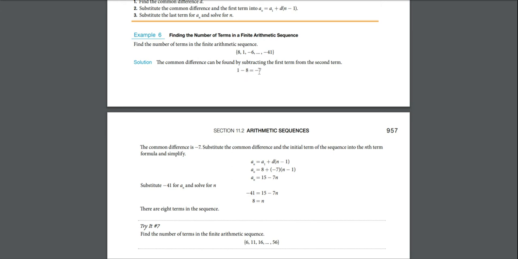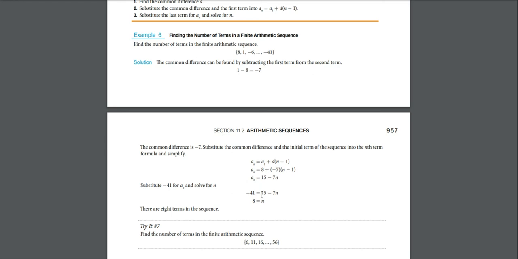First, we're going to figure out what our common difference is. So 1 minus 8 is -7. So that's our common difference. We know that our formula is going to be a_n equals the first term plus d(n minus 1). We want to find n for our final term because we want to know how many terms are in our sequence. We want to find n where a_n is the final term. So we're going to just do that.